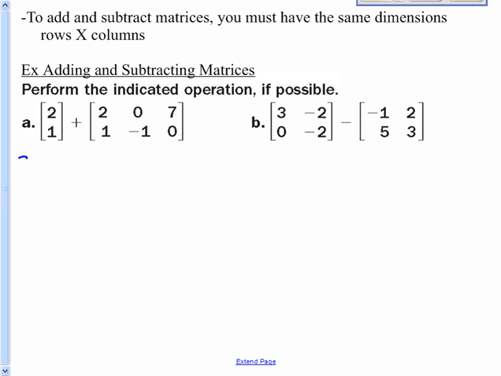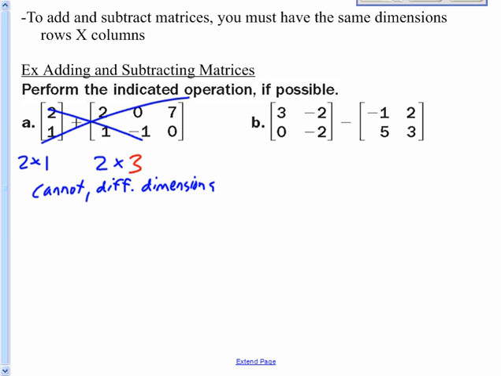Let me write it again. 2 by 1. Over here, it looks like I have 2 rows by how many columns? 1, 2, 3. So I have a 2 by 3 over there. So I cannot even add those because they don't have the same dimensions. First one's a 2 by 1, second one's a 2 by 3. Can't even do it. Different dimensions.